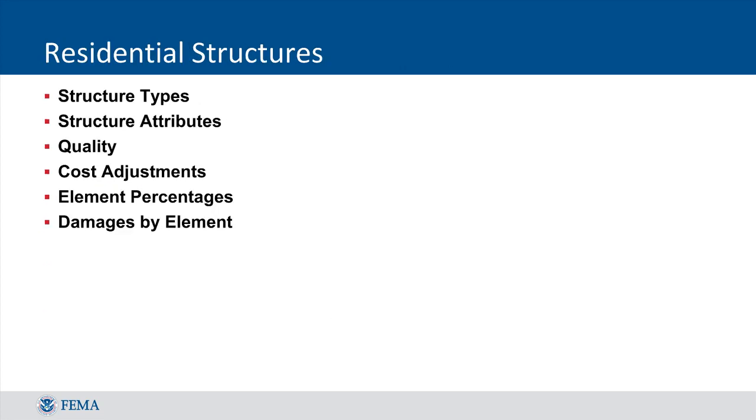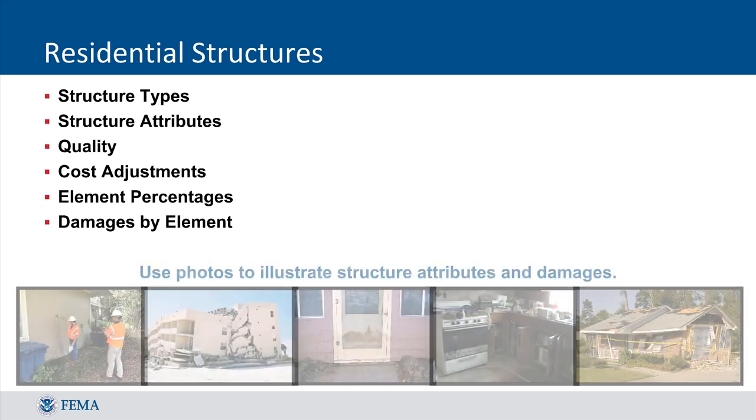We have several topics to cover. We'll look at the types of structures that fall under the residential category, attributes of those structures, how to evaluate the quality of the structure, making cost adjustments, the use of element percentages to calculate damages, and determining damage to each element of the structure.